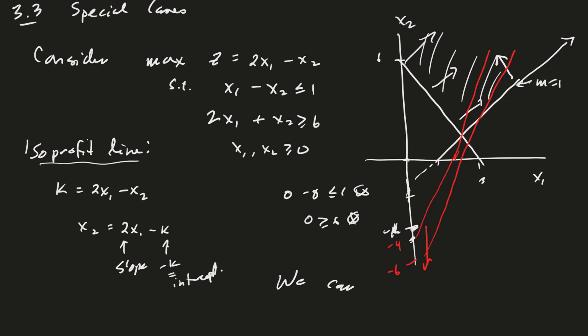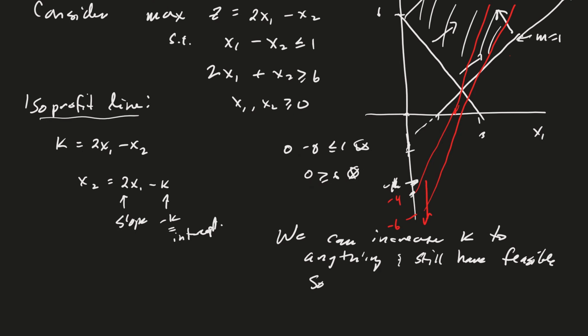We can increase k to anything and still have feasible points, feasible solutions. That means the LP is unbounded. So we've now run into the case where we have an unbounded linear program.